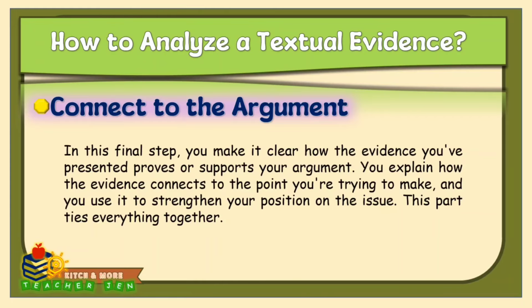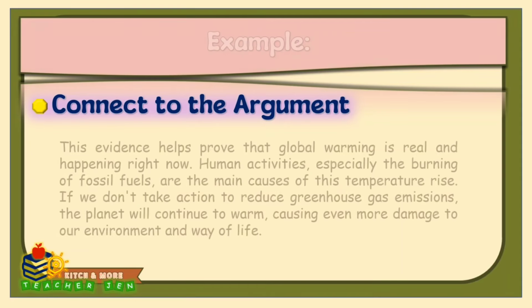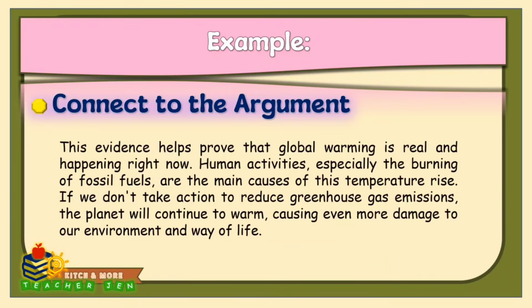An example of connecting to the argument is, this evidence helps prove that global warming is real and happening right now. Human activities, especially the burning of fossil fuels, are the main causes of this temperature rise. If we don't take action to reduce greenhouse gas emissions, the planet will continue to warm, causing even more damage to the environment and way of life.